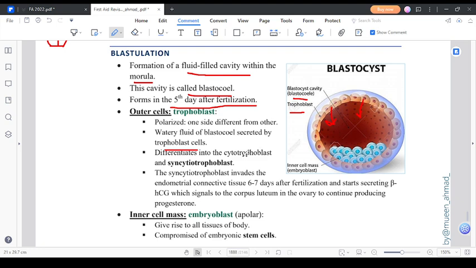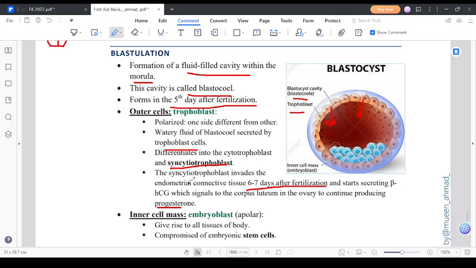The trophoblast differentiates into cytotrophoblast and syncytiotrophoblast. The syncytiotrophoblast invades the endometrial connective tissue 6 to 7 days after fertilization and starts secreting beta HCG, which signals to the corpus luteum in the ovary to continue producing progesterone.